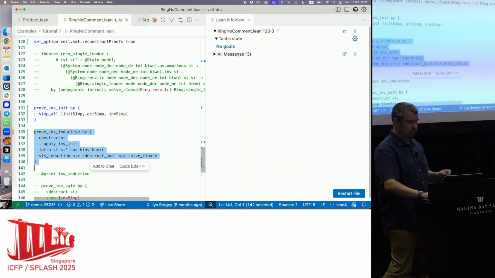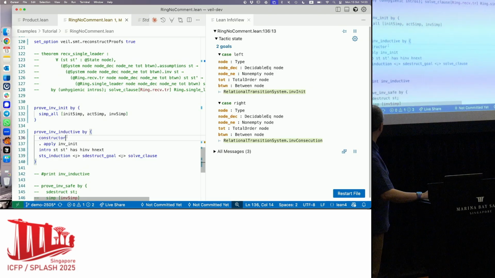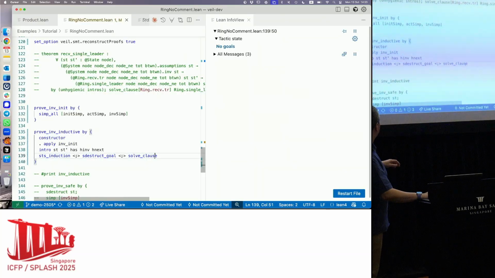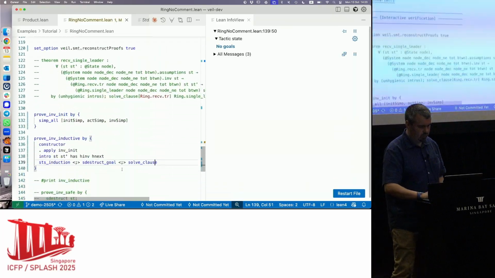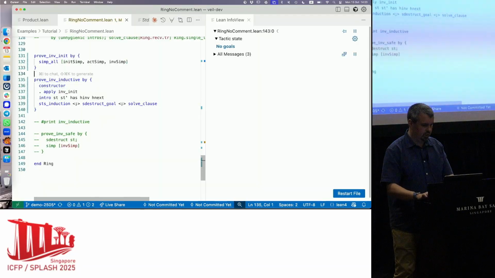So this is just a different syntax. Here it looks more like a proof script, but here it uses more fine-grained tactics such as solve close, which is what is packaged all together in this check invariance macro. So the nice thing, and we can even do check invariance, I believe.